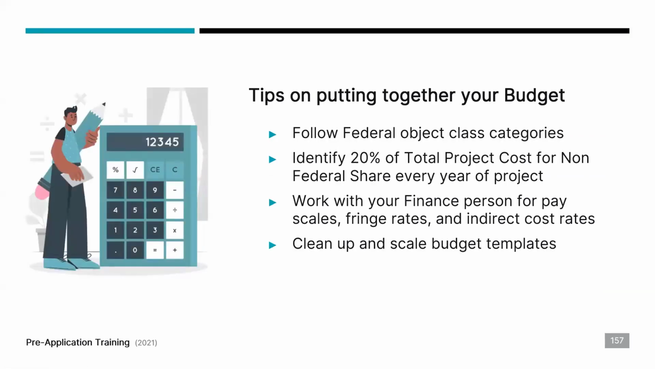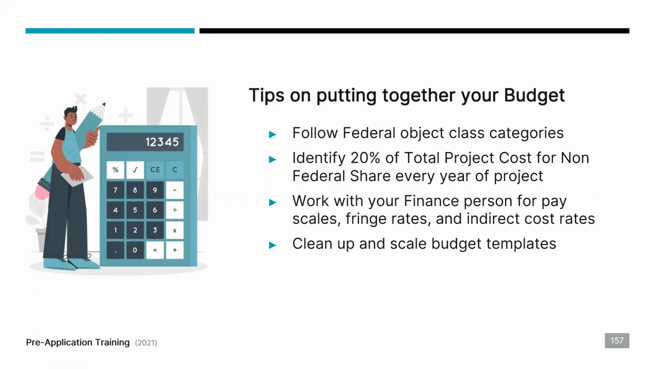So here's some tips on putting together your budget. Follow the federal object class categories. Again, I mentioned it earlier. If you don't use them within your organization, I suggest doing that now. When you're awarded, A&A is going to mandate that you use them anyway, so you might as well break it down that way now. It'll make things easier too.